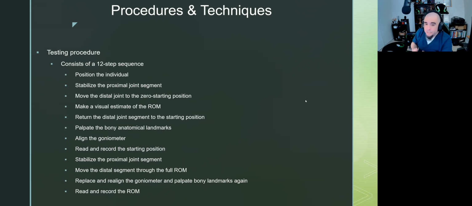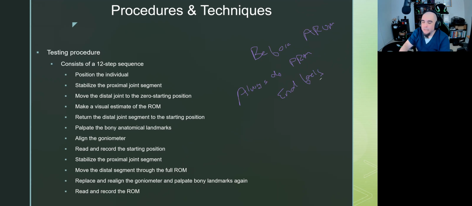The process is a 12-step sequence. And sadly, this is part of your boards. But the main thing about your boards that they want to make sure that you understand is before you test active range of motion, you test passive so that you can get the end feel. That's the main thing they're going to ask you about this 12-step process. So before you do active, always do passive. So that way you can get your end feels. And also a visual estimate.